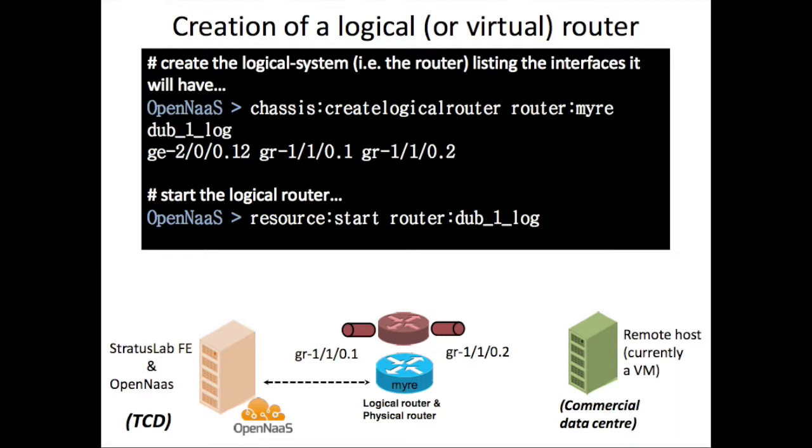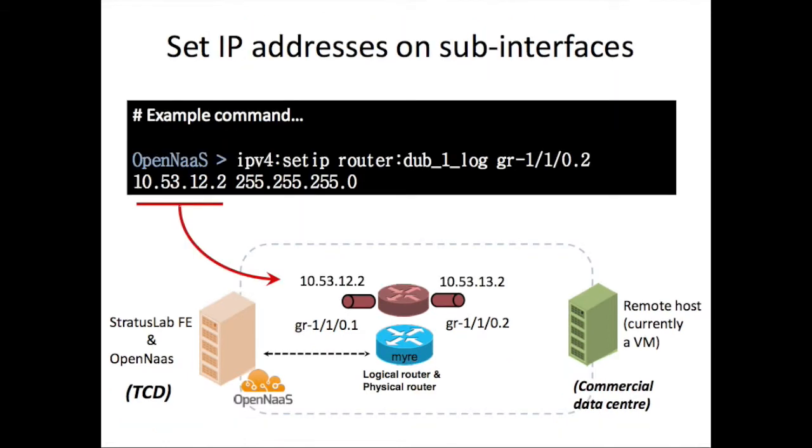Within this physical router, a virtual or logical router is started. The 2 subinterfaces are added to that logical router. Next, IP addresses are assigned to these. One OpenNaaS command is needed to add an IP address to each subinterface. Note here that the IP addresses used are private addresses, and the addresses to be used can be decided by the user.